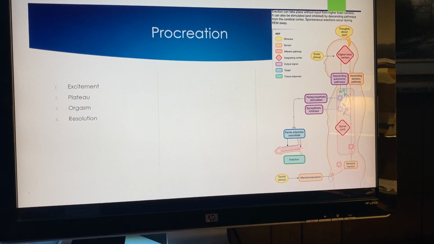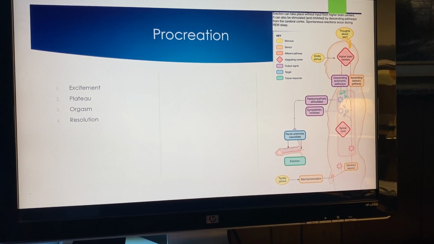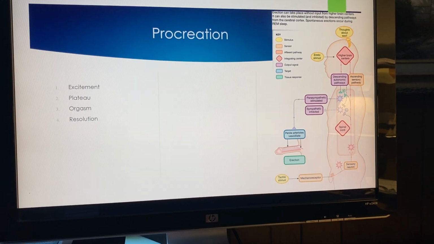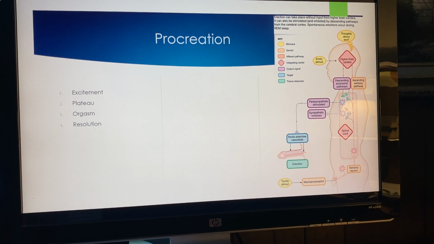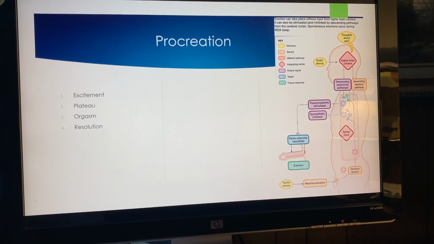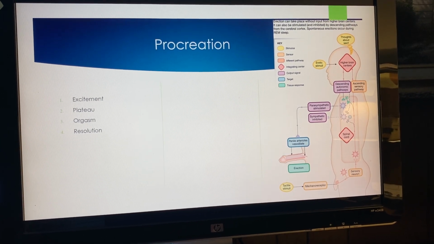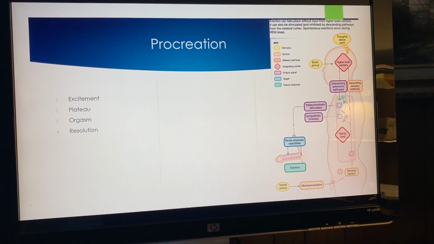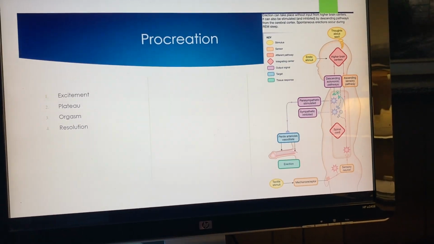And during plateau, all of these stimuli in men and women both increase. Then orgasm, pleasurable contractions in the male and the woman lead to an increase in blood pressure, increase in heart rate, increase in respiratory rate. Ejaculation in the male, and uterus contractions in the female. Then the last step, resolution, everything starts to return to normal.